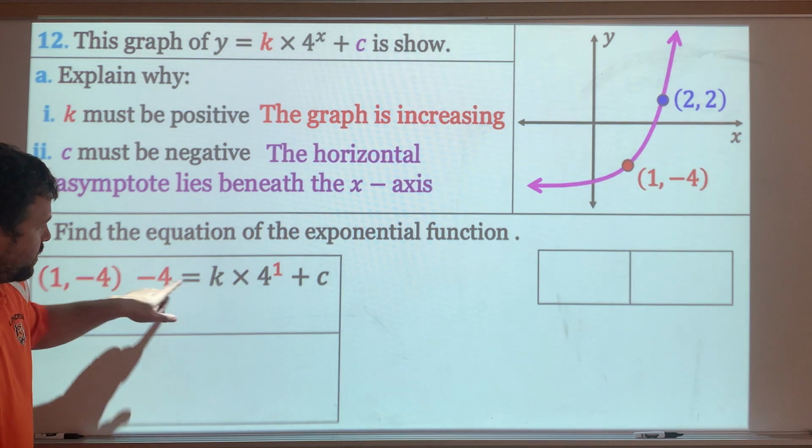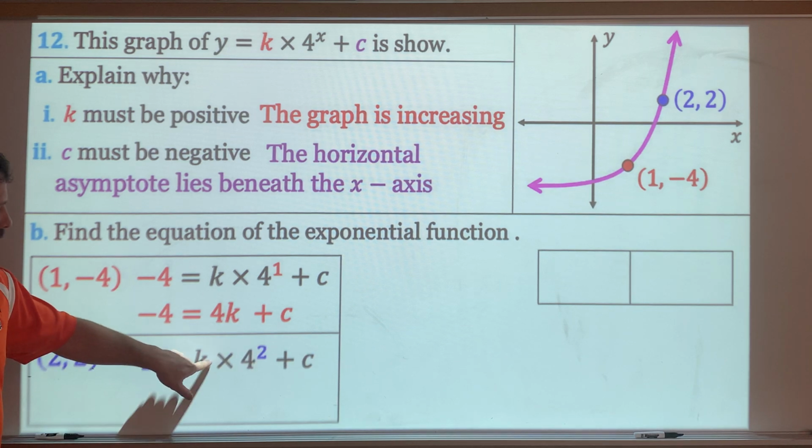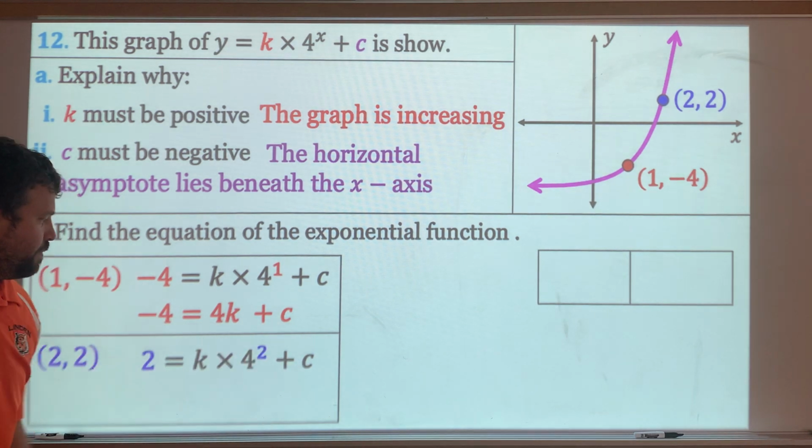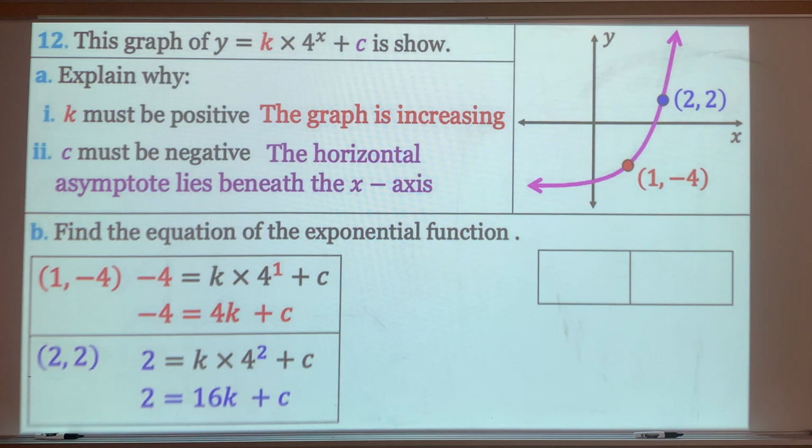4 to the first power is 4. Negative 4 equals 4k plus c. That's our first equation. Next one, we're going to use point (2, 2). 2 equals k times 4 squared plus c. 4 squared is 16. 2 equals 16k plus c.